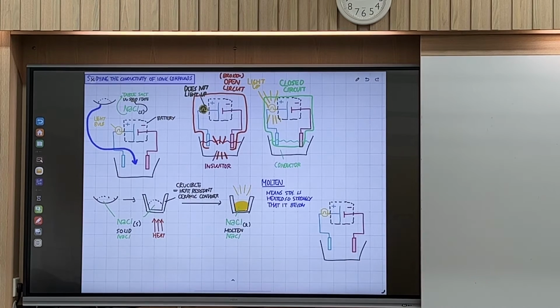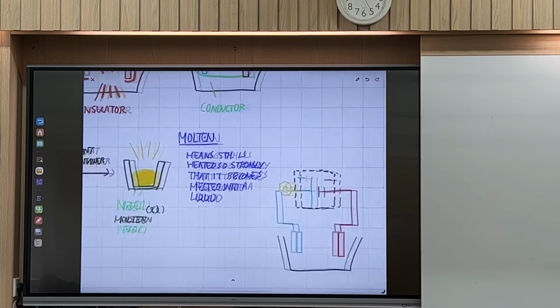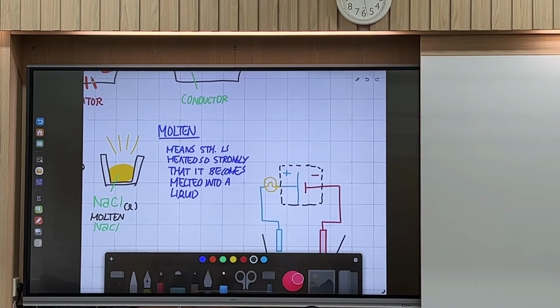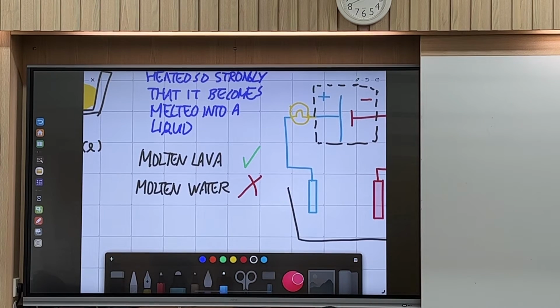So molten means something is heated so strongly that it becomes melted into a liquid. Put down just one example. We say molten lava. The term molten lava is correct. But we don't say something like molten water. This is nonsense, molten water is not true. So what do we replace it with? We say liquid water.